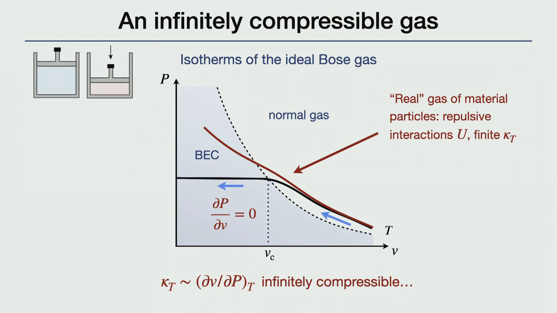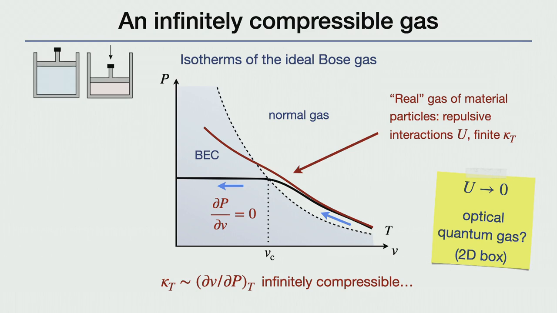In any real gas of material particles, we have, of course, repulsive interactions. These repulsive interactions will push up the pressure in this region and then restore a finite compressibility, such that this pathological case is circumvented. However, with the advent of optical quantum gases, one can ask the question again. Being able to realize very weak interactions, can we use an optical quantum gas, in my case in a two-dimensional setting, namely in a box, to explore this scenario?